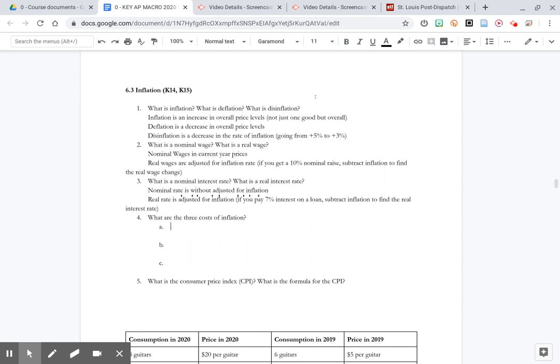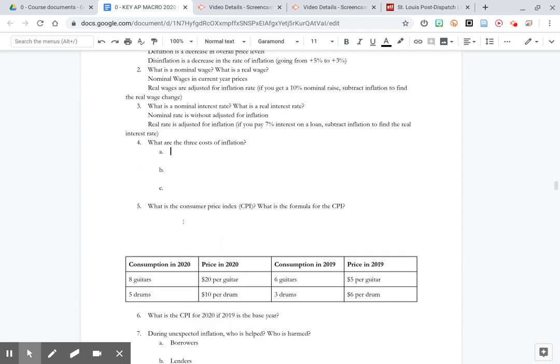Three costs of inflation, and these are generic costs to everybody in society, rather than who's helped and who's harmed, which we'll look at in a second. One is called menu costs. These are the time, effort, and money spent by firms to update their price lists. So it's time consuming and costly. We'd say inflation is bad because it primarily falls on firms in terms of menu costs.